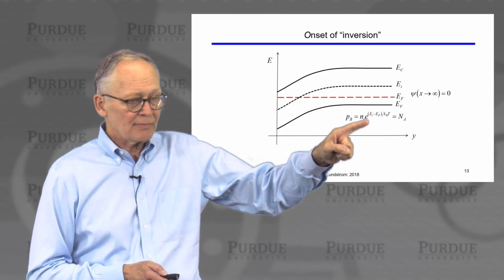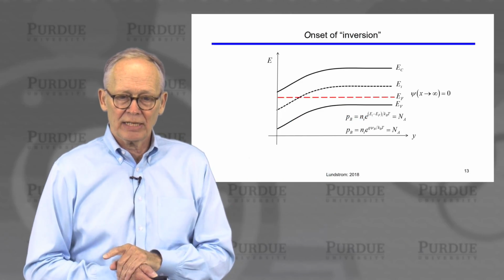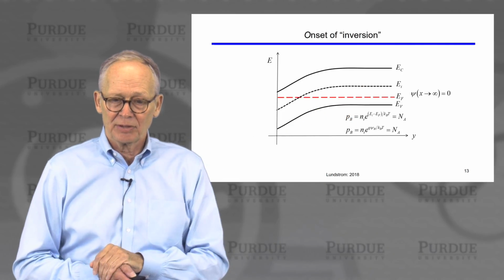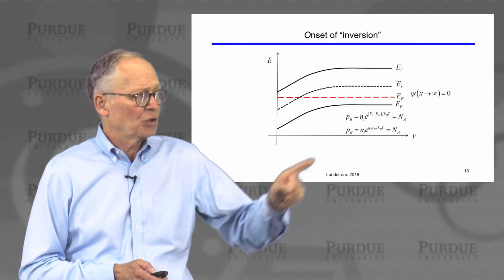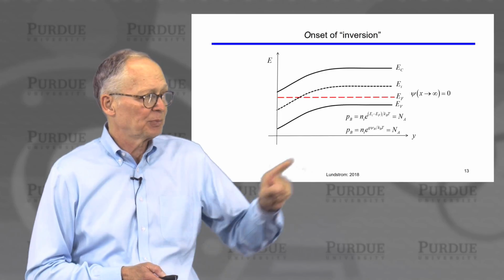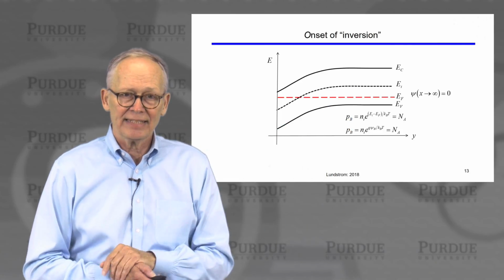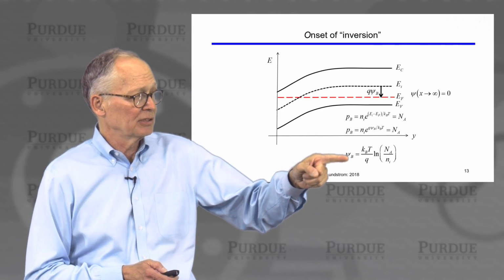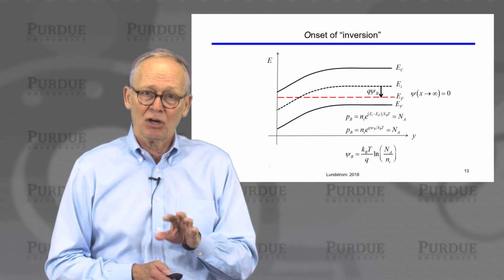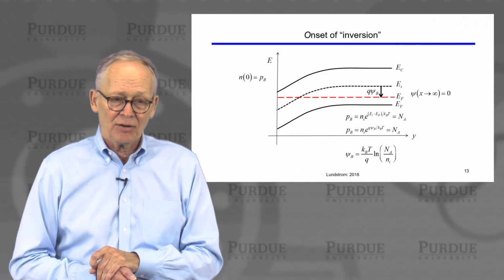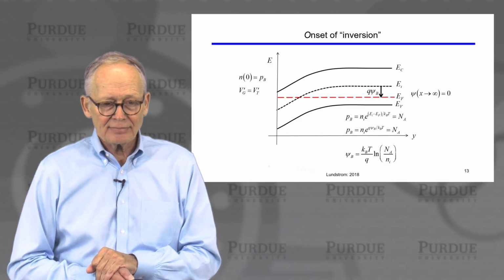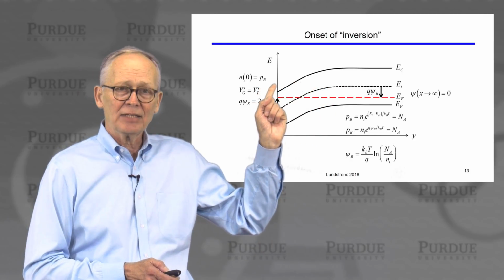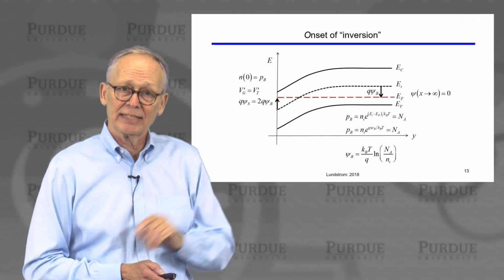So basically, in the bulk, the hole concentration is related to how far below the intrinsic level the Fermi level is in the bulk. That's a quantity that we call psi sub b. When we express that energy difference, E_I minus E_F, in units of potential, we call that psi_b. And it's easy to solve these equations and find that psi_b is kT over Q log N_A over n_i. Now, at the surface, when the number of electrons at the surface is equal to the number of holes in the bulk, we say the surface has been inverted.